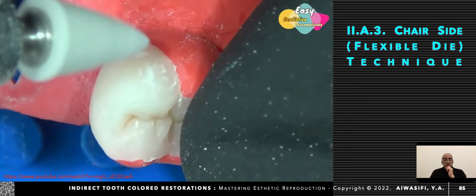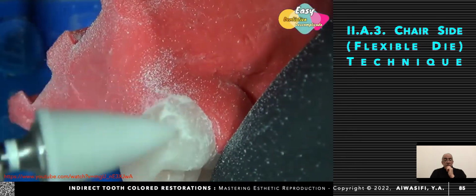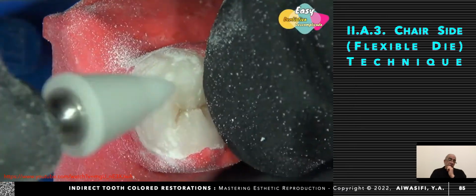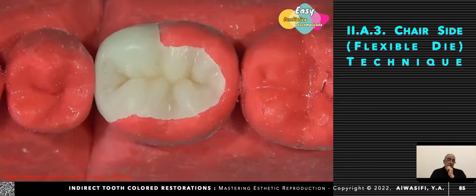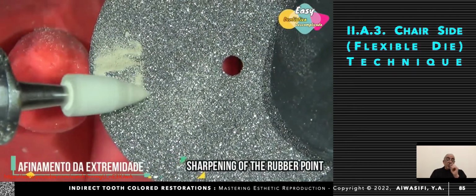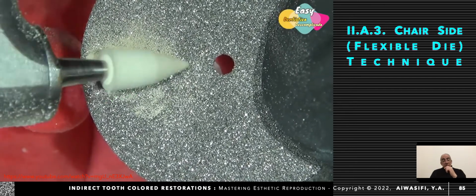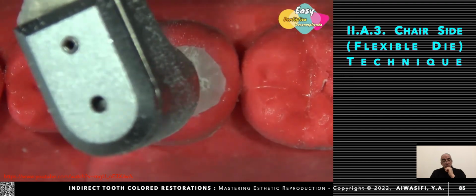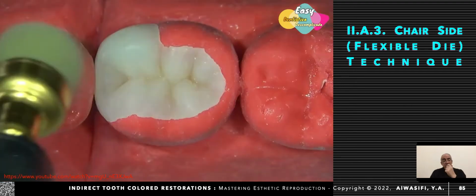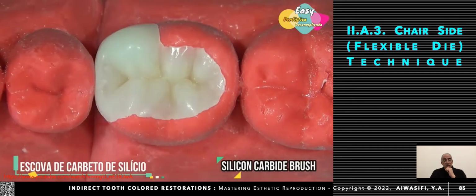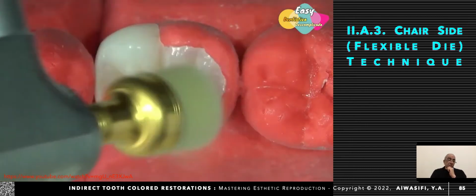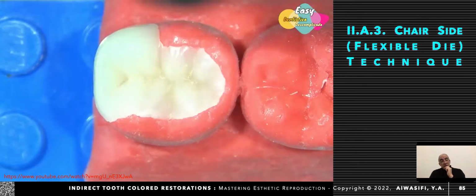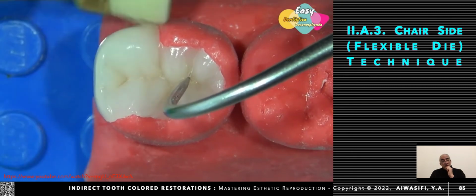And this is the finished restoration. Try to finish it to an accurate margin, removing any flashes. This is to refine your rubber tip again, because when you are using this rubber abrasive, unfortunately it gets much broader and you need it to be very fine tipped to finish and polish your grooves. Use a silicon carbide brush without any polishing paste at low speed to get this luster of your composite due to smoothing of the surface.